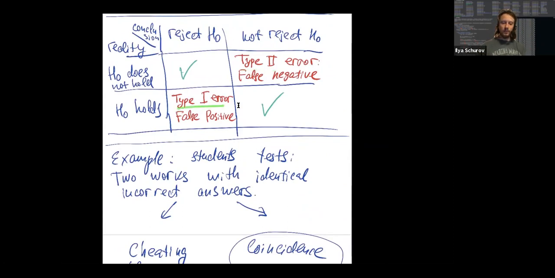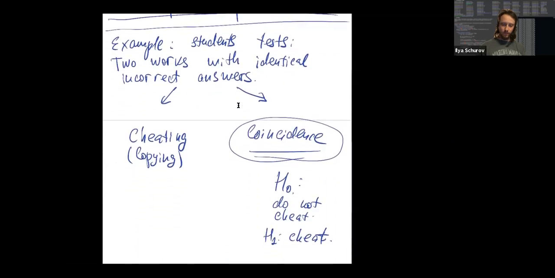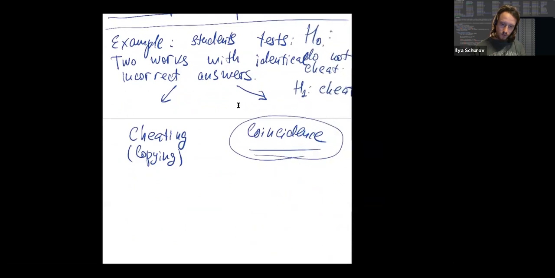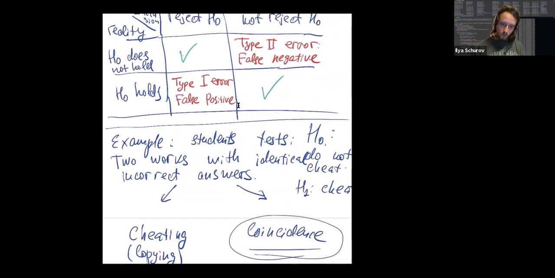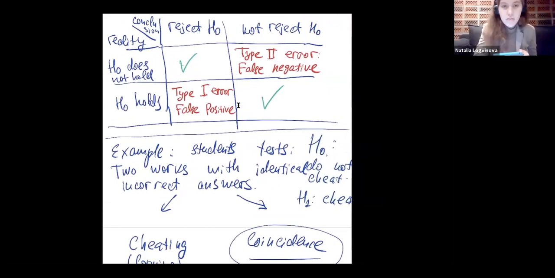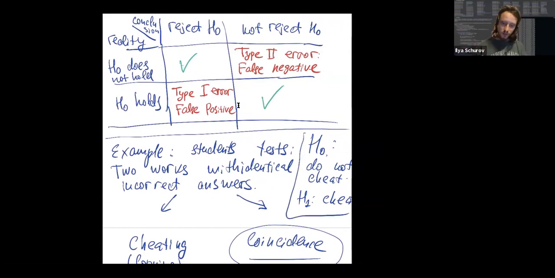So what is type 1 error in this case? That they were fair, but we, for some reason, decided that they cheated. Yeah, in this case, type 1 error is wrong accusation. It means that I accused students of cheating. This is a serious violation of academic ethics, and I was wrong.